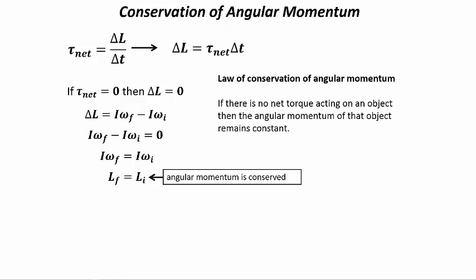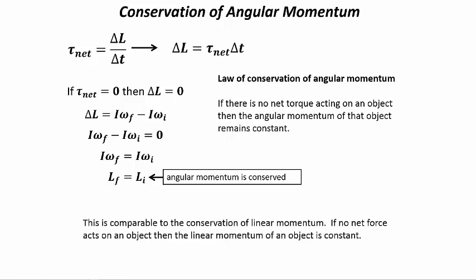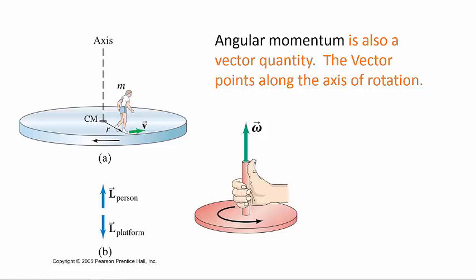So the law of conservation of angular momentum: if there is no net torque acting on an object, then the angular momentum of that object remains constant. And this is very comparable to the conservation of linear momentum. If there is no net force acting on an object, then the linear momentum of the object is constant. Just like other angular quantities, angular momentum is also a vector quantity. The vector points along the axis of rotation, and you can find this vector using the right-hand rule.